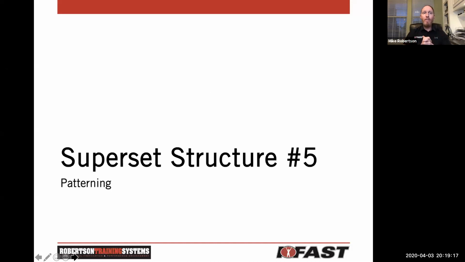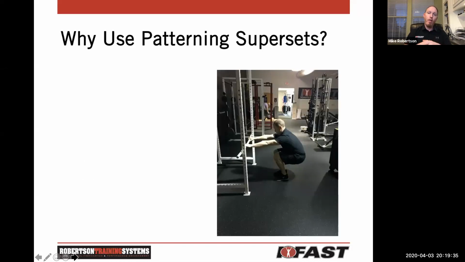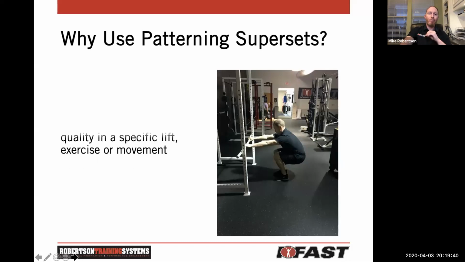So now that we've covered inhibition to facilitation, next I want to talk about patterning supersets. And these are a really, really cool setup. It helps your clients and your athletes figure out movement strategies very, very quickly, especially some of those tricky movements like a squat or like a hinge. So why do we use patterning supersets? What do they bring to the table? I think of patterning supersets as something that's going to help improve movement quality in a specific lift, exercise, or movement, right? And it'll make more sense here when I start to give you some examples.